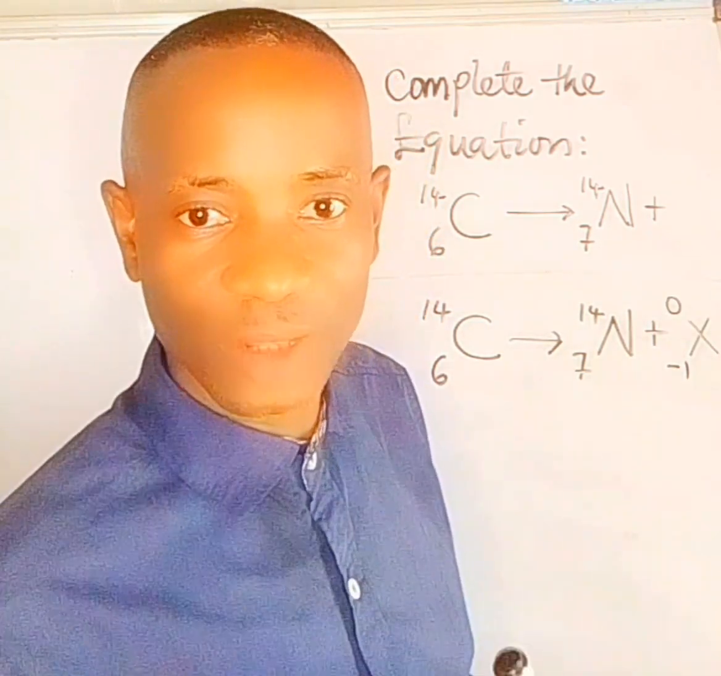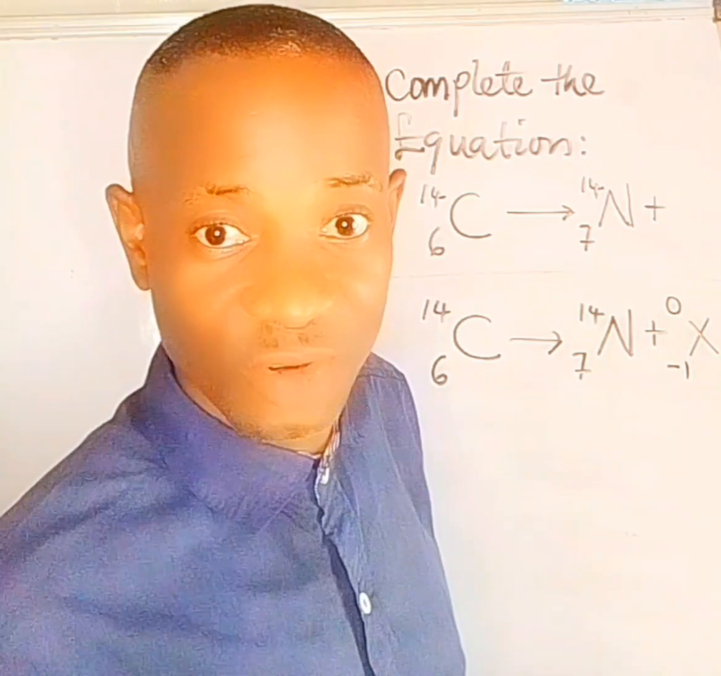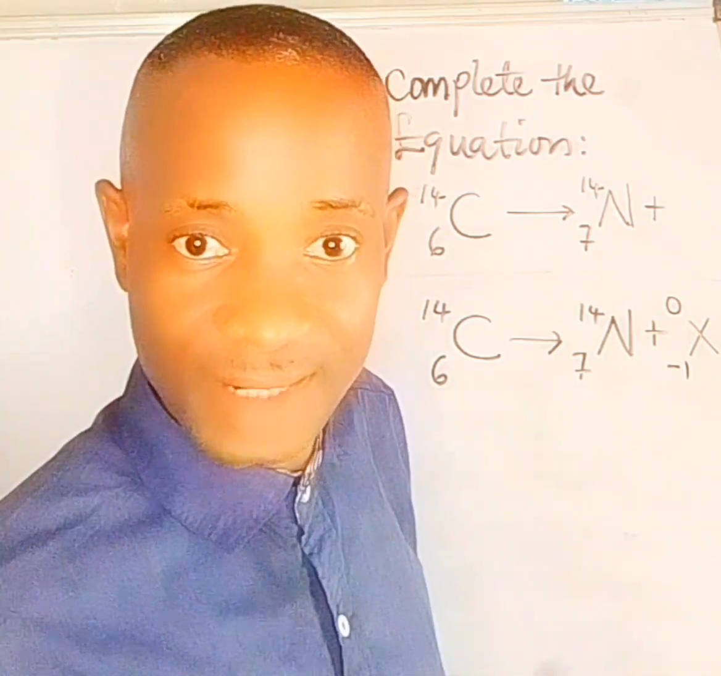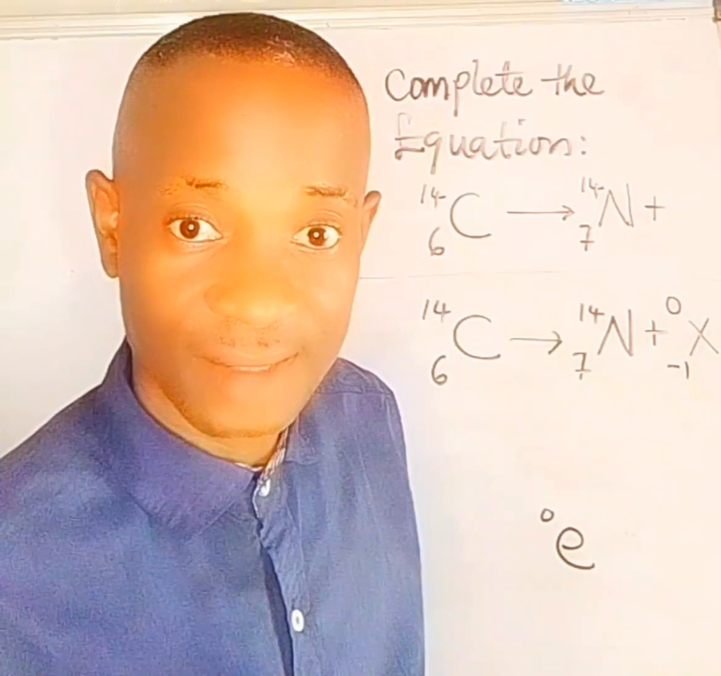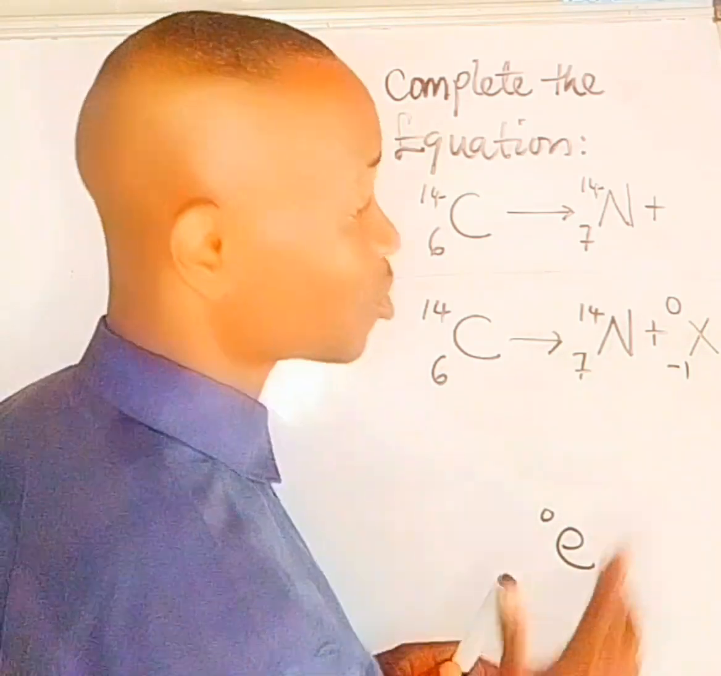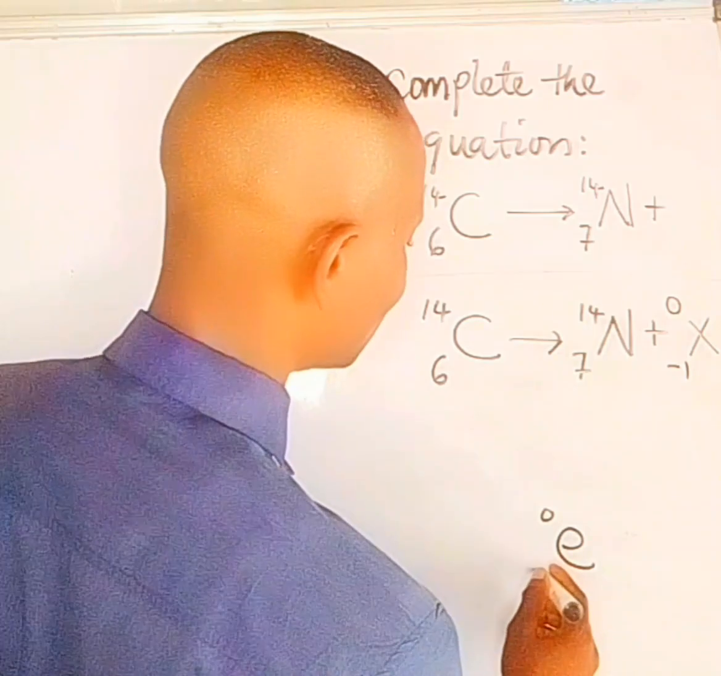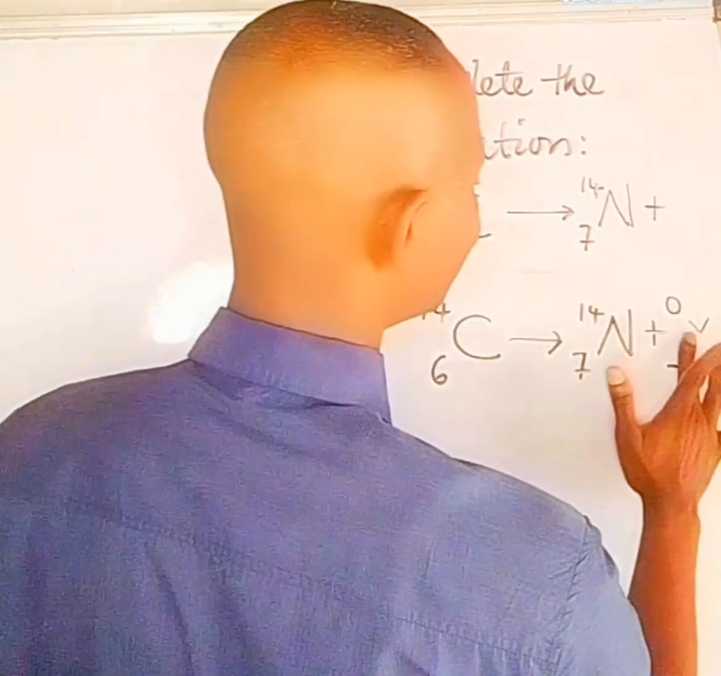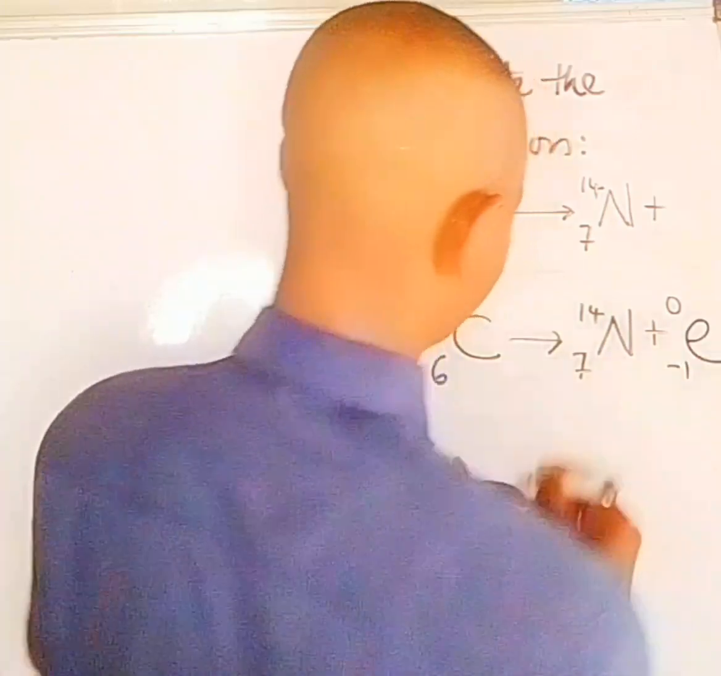There is a particular subatomic particle that has no mass or has negligible mass, and that particle is the electron. An electron has a negative charge. Remember, atomic number gives us the charge. So the charge of an electron is negative, that is minus 1. Therefore, we just replace this X with electron.